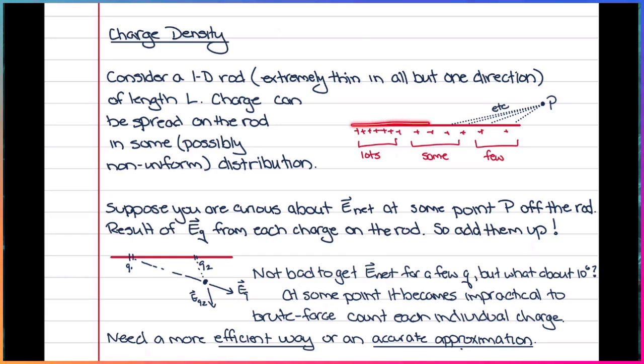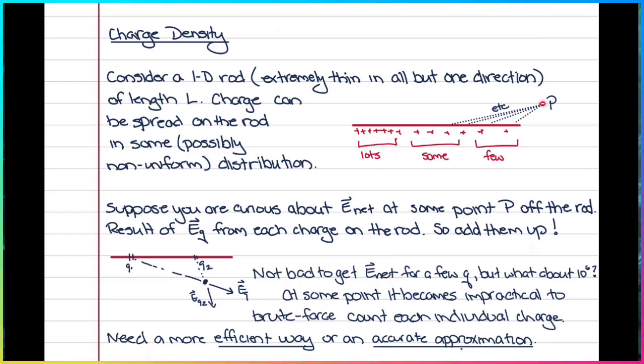So if this is the rod itself, there might be bunches of charges built up over here, and maybe some charges here, and maybe not as many over here. So this would be an example of a non-uniform distribution, or I could have all the pluses uniformly spread throughout. That would be a uniform distribution. And, in this case, what if there are 10 to the 6 of these little things? And I'm curious to know, say, what the electric field is at some point away from the rod.